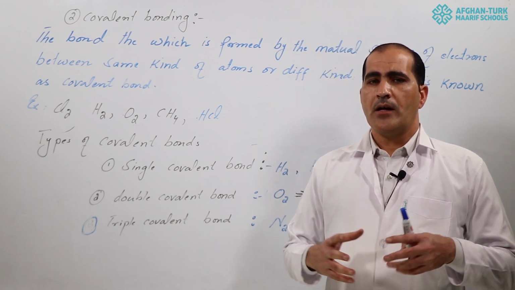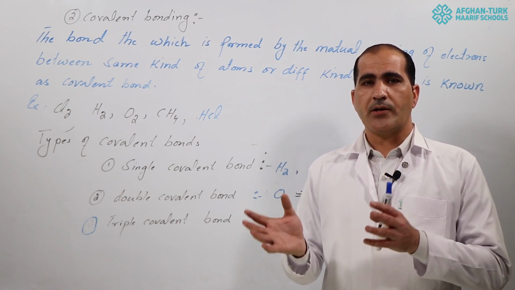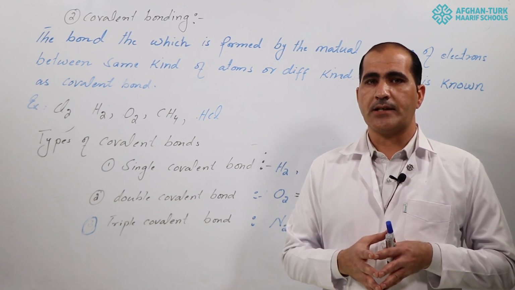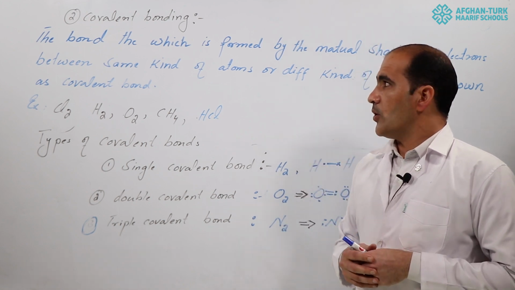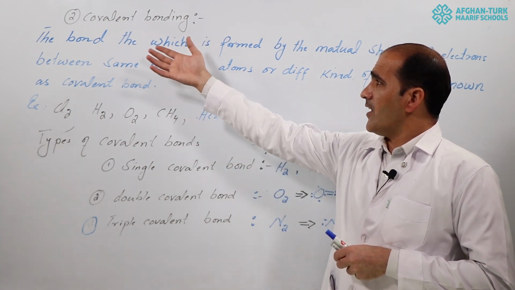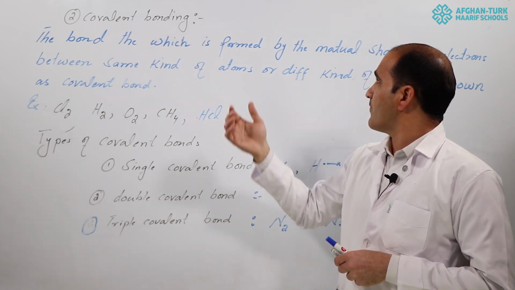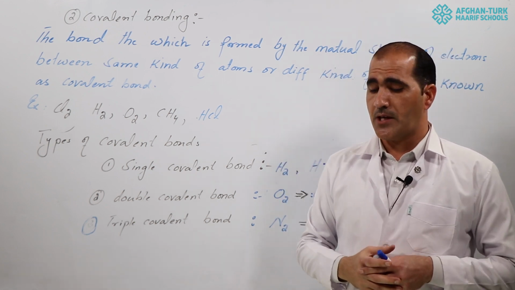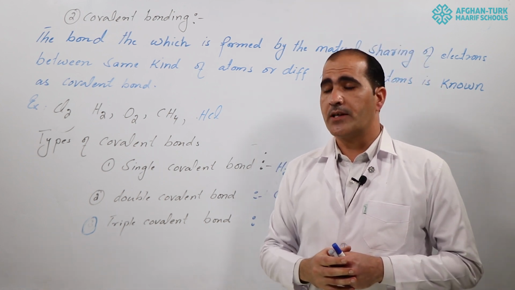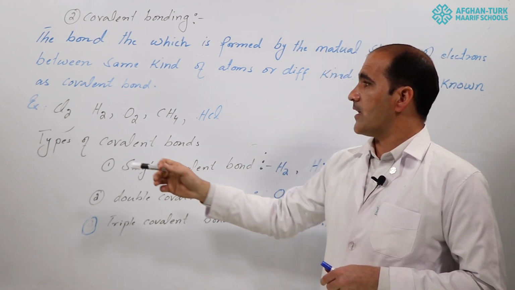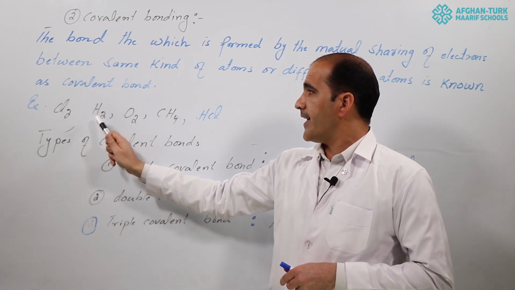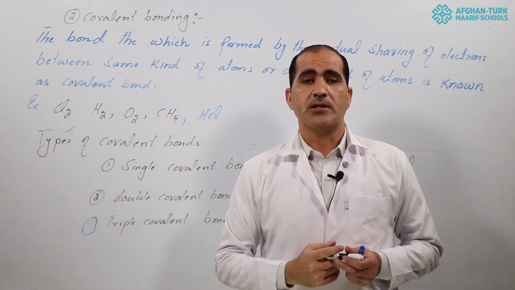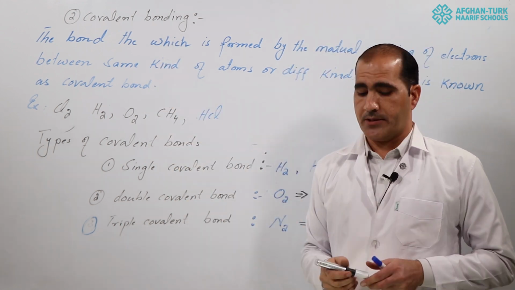When two or more same kinds of atoms or different kinds of atoms share their electrons with each other, as a result, a covalent bond is formed. The definition I already wrote here: the bond which is formed by the mutual sharing of electrons between two same kinds of atoms or different kinds of atoms. Look here, I already gave you examples: Cl2, H2, O2, CH4, HCl. These are examples of molecules in which we have covalent bonds.